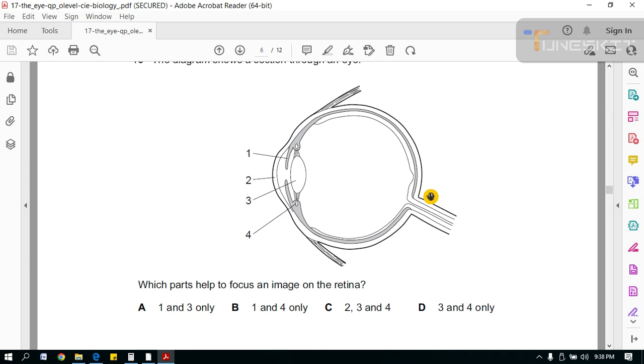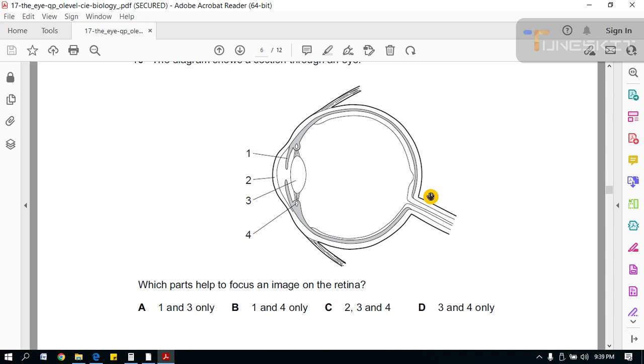Which parts help to focus an image on the retina? Which parts are involved here? It means the iris is involved, because the iris, through contraction and relaxation of its radial and circular muscles, controls the light intensity striking the retina, which helps to form an image. So the iris is involved here. Now find out the second one.